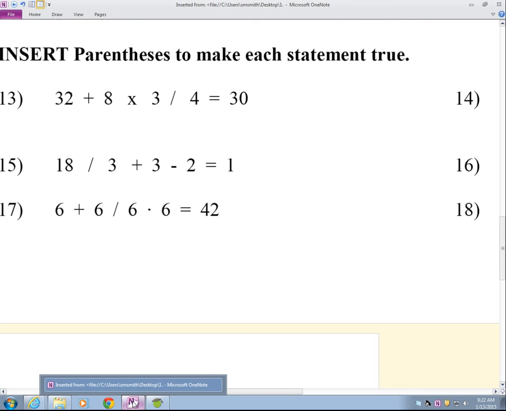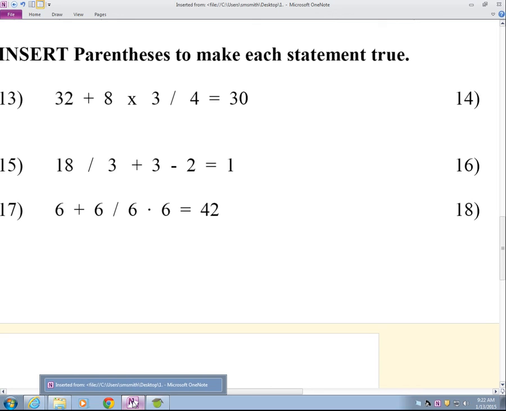Okay, 13 or 18? Okay, let's do number 13. Raise your hand if you want to do 13 together. Raise your hand if you want to do 15 together. Raise your hand if you're sleeping right now. All right.